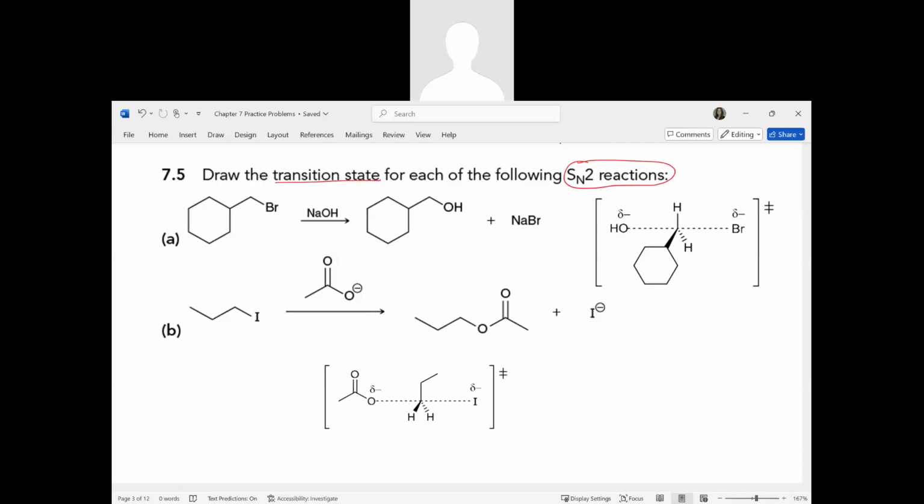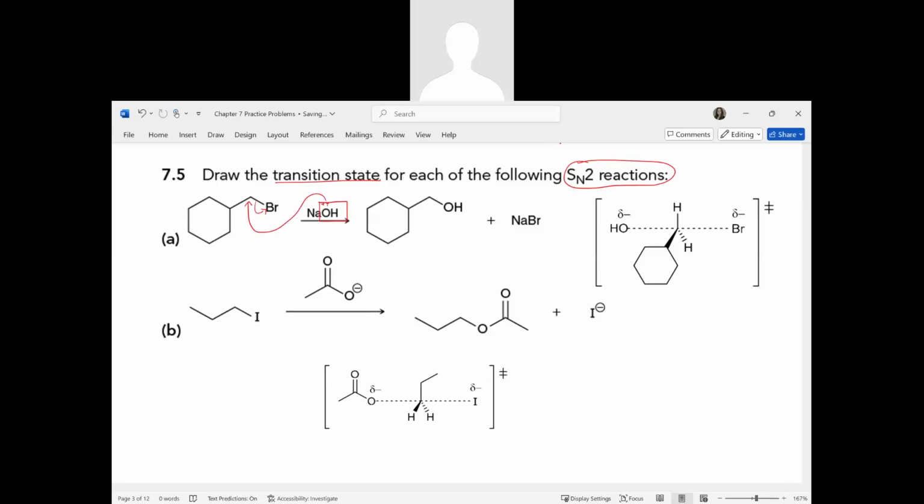And again, we're told this is an SN2 reaction. So we expect that this hydroxide ion here will act as our nucleophile, and we should see a nucleophilic attack and then loss of leaving group occur here. So what happens during our transition state?